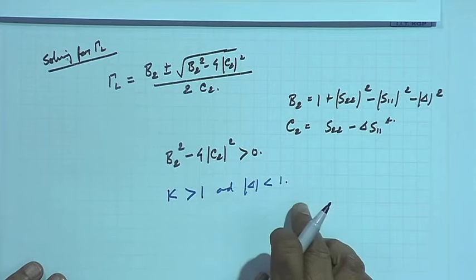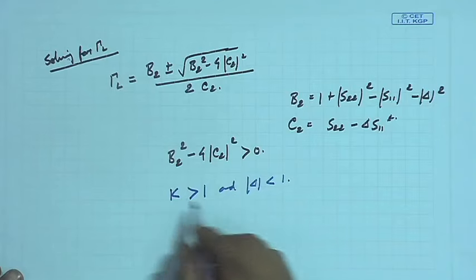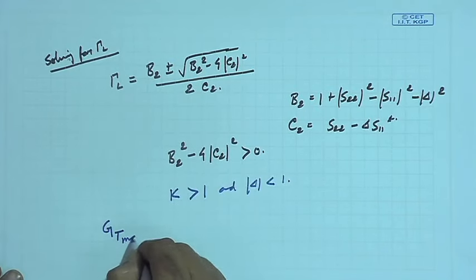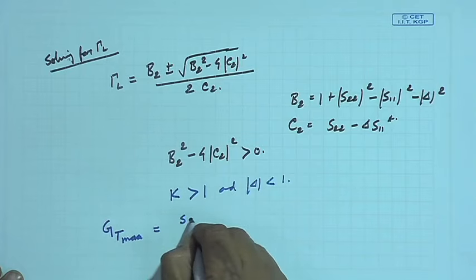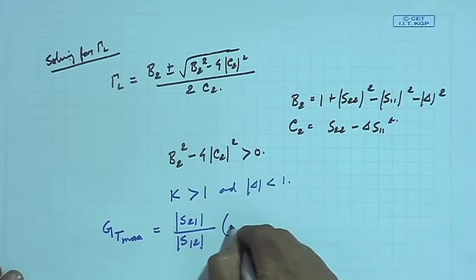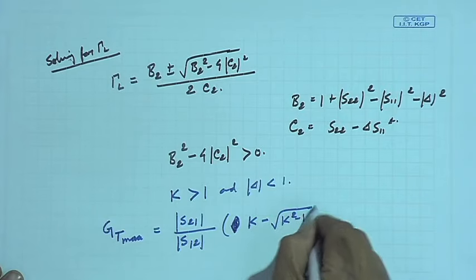So, what does this mean? That if I have made a conditionally stable amplifier, then these things are automatically satisfied, and so gamma S and gamma L have valid values. So, I can always find the gamma S and gamma L values, and when the roots are chosen like this, then we can maximize GT max, and that is given by S21 by S12 times K minus root over K square minus 1.